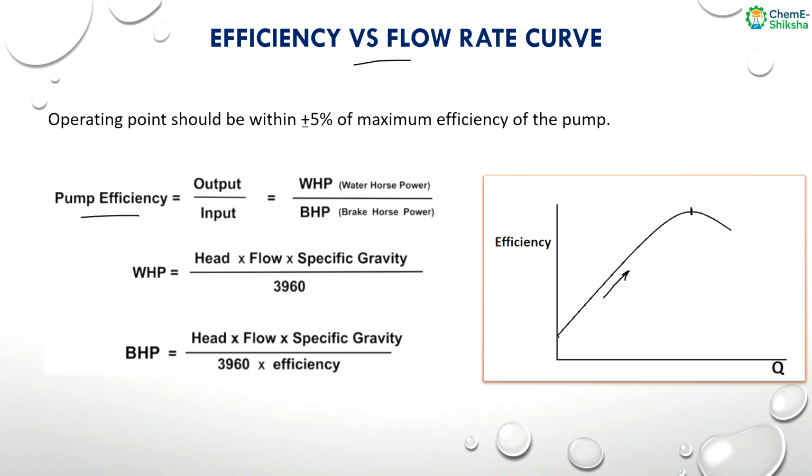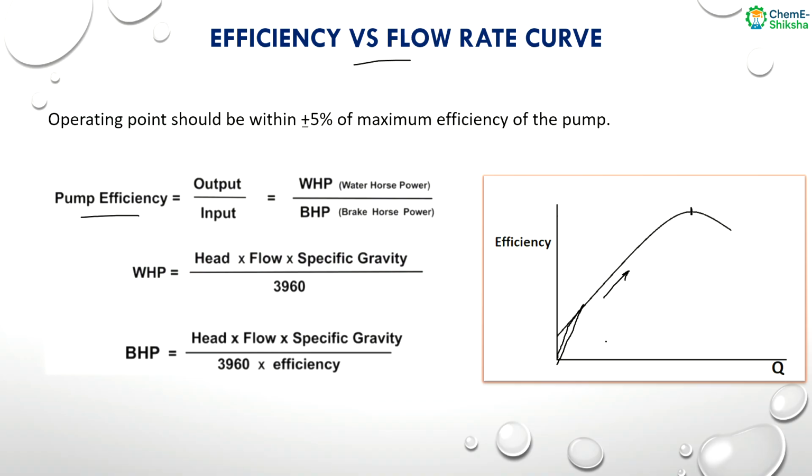So actually this efficiency curve should start from this point. There's a small mistake. This curve should start from this point, because we know the pump efficiency is WHP by BHP. WHP equals rho into Q into g into H. As Q is 0, WHP is also 0. That means eta is 0.